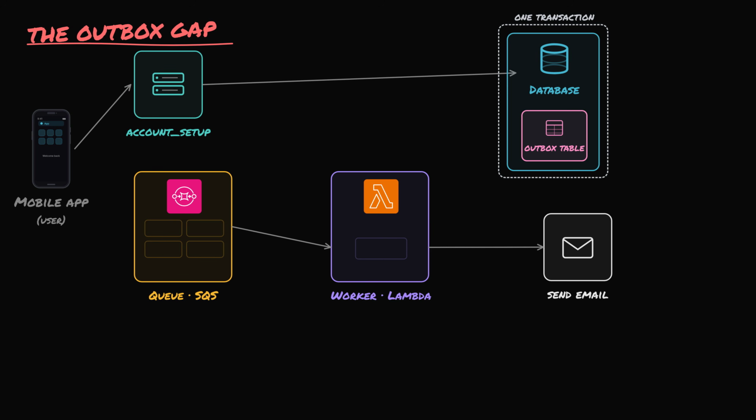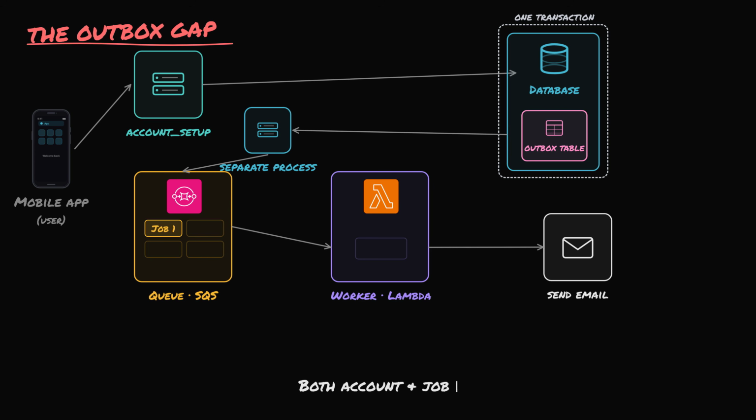The fix is called the transactional outbox. Instead of writing to the queue directly, the backend writes the job into an outbox table in the same database transaction as the account. A separate process reads that outbox table and pushes the jobs to the queue. So in this case, either both the account and the job are saved, or neither is.